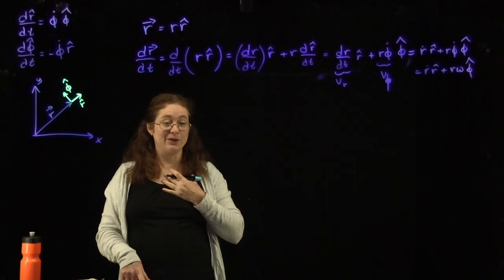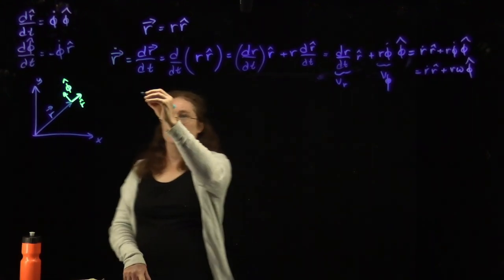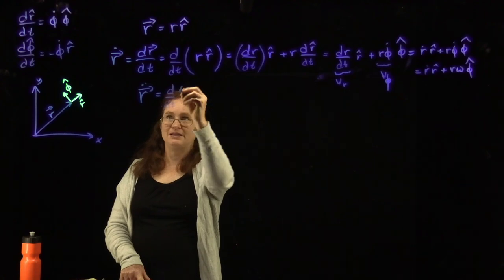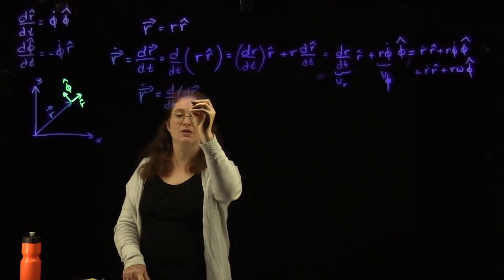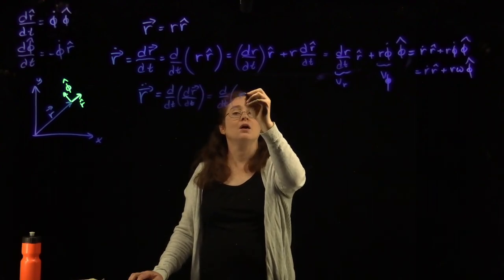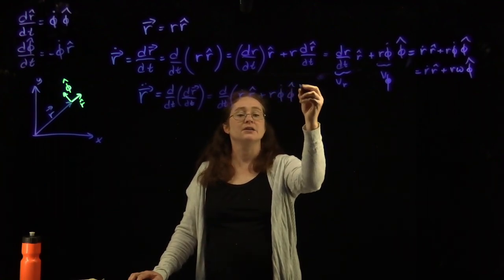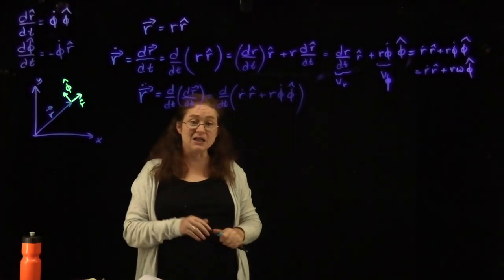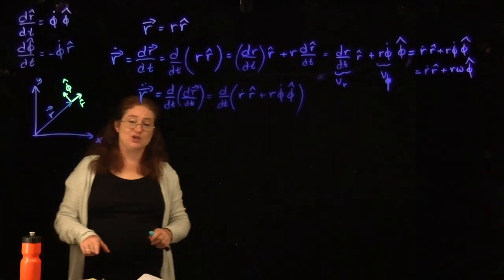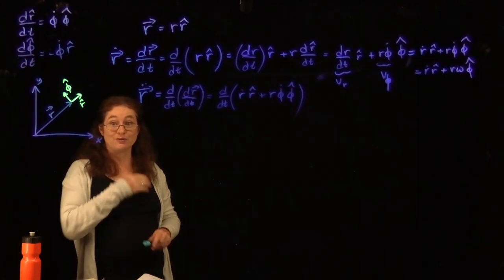Now, we want to look at the acceleration. So this is r vector dot. We want to get r vector double dot. So this is the time derivative acting on the time derivative of r. So this is d dt of r dot r hat plus r phi dot phi hat. Okay, so I'm going to pause right now because this is an ugly mess. What do I expect you to do? I am not going to ask my students to rederive this. Honestly, if I have to do this, I am going to look it up in a book rather than rederive it every time.